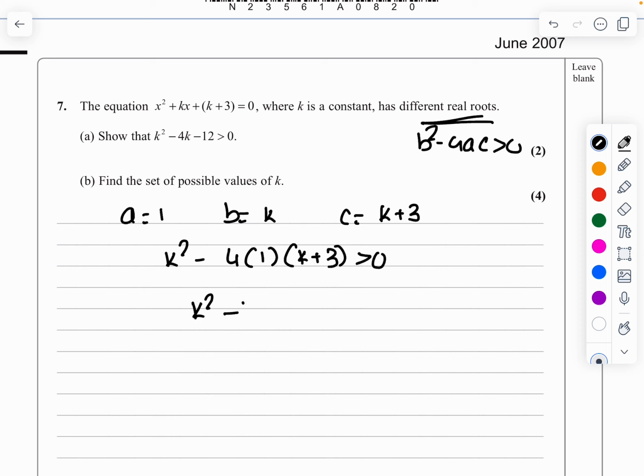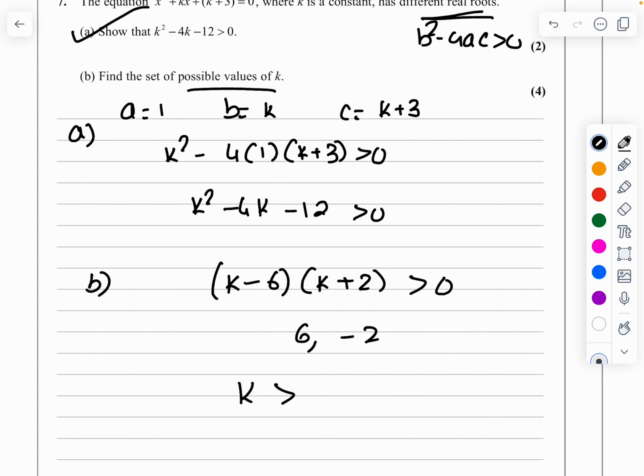For part B, set of possible values. So factorize it out. It is greater than 0. So what are the roots? 6 and negative 2. Whenever we have greater than like that, k is greater than the bigger root, k is smaller than the lesser root. k is greater than 6 and k is less than negative 2.